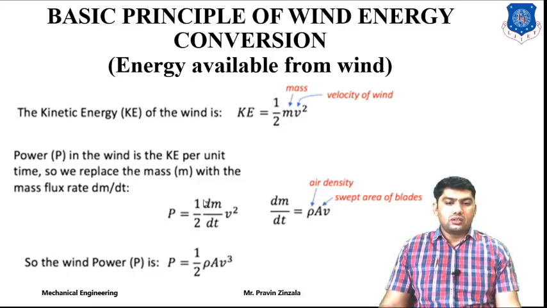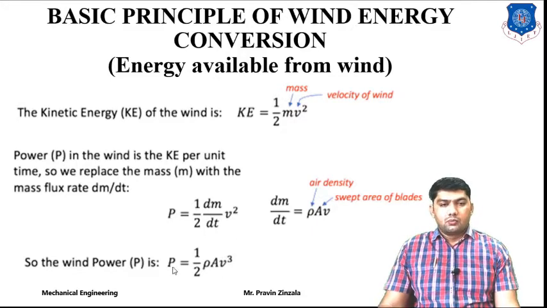Throughout this chapter, you have to remember this equation, because we will utilize it in the analysis of wind turbines and in solving problems and examples. So the power available in wind is 1/2 rho A V cube. Here rho is the density of air, A is the swept area of the wind turbine, generally considered circular, and V is the velocity of wind.